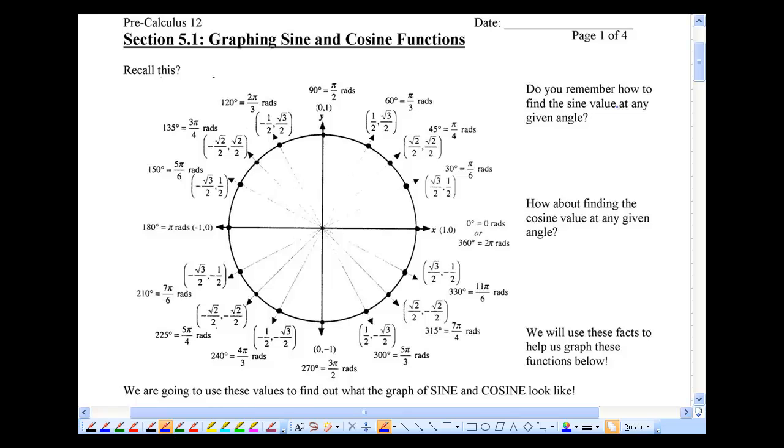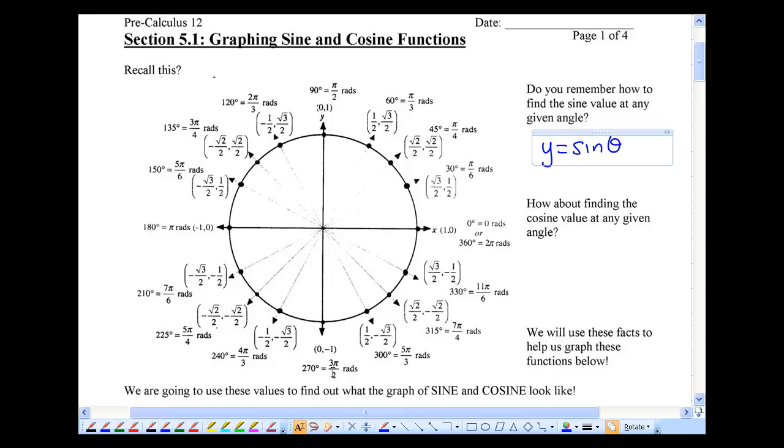Do you remember how to find the sine value at any given angle? So at any given angle, what is the actual sine value? If you said, oh yeah, I know that y is the sine value, then you are correct. So once again, the y value is sine theta. How about finding the cosine value? Well, that just represents the x coordinate. So x equals cosine theta. Once again, this was from section, I think it was 4.2.